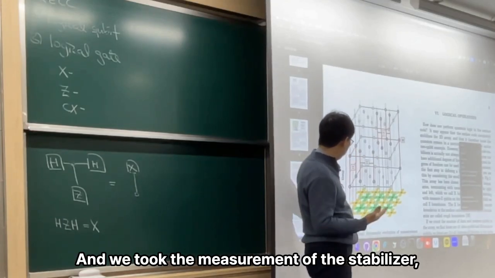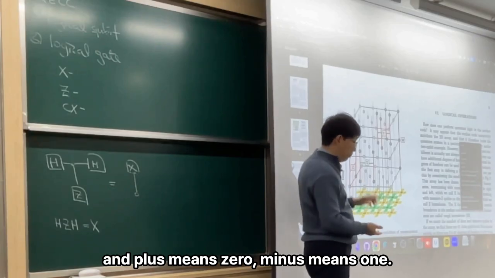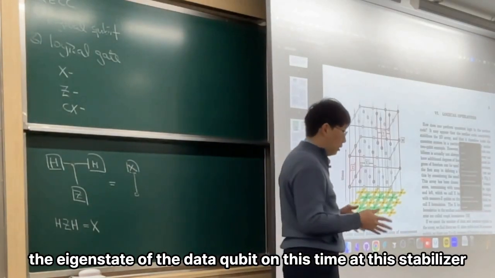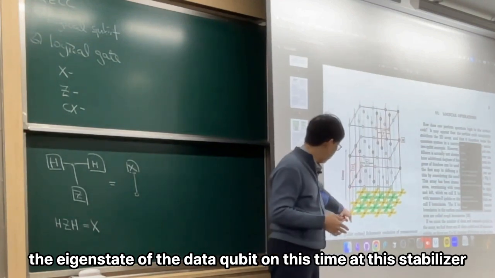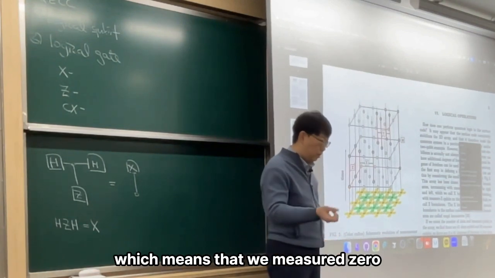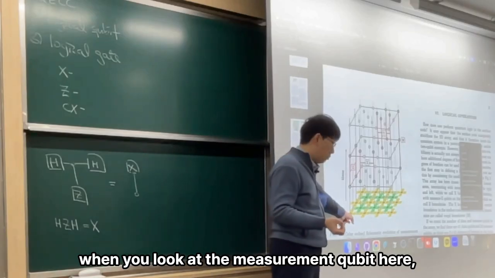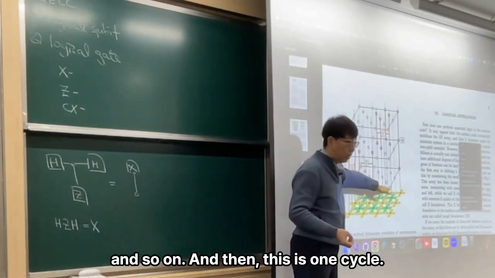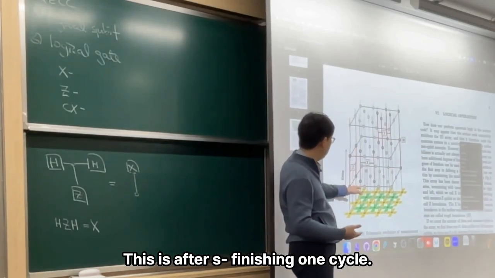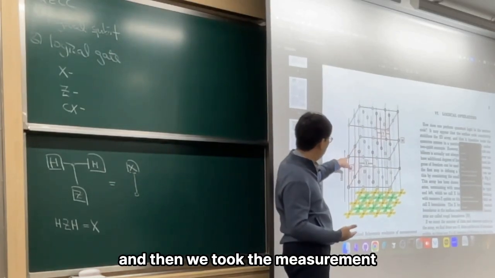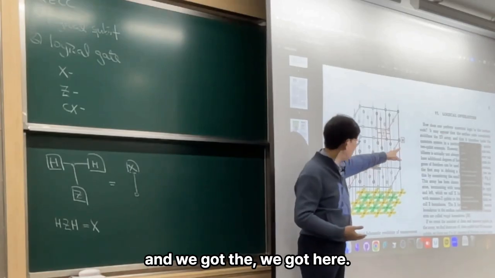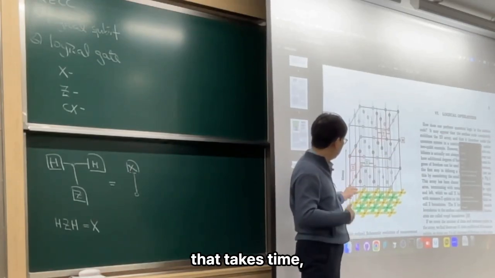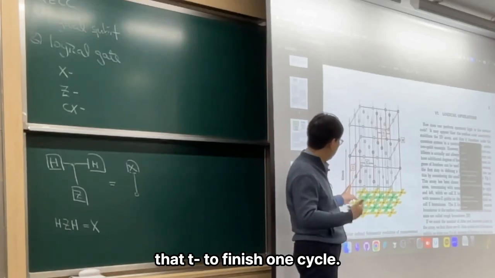And we took the measurement of the stabilizer, and plus means 0, minus means 1. Which means that the eigenstate of the data qubits at this stabilizer is a plus 1 eigenstate, which means that we measured 0 when you look at the measurement qubit here, and so on. And then this is one cycle. This is after finishing one cycle. And then we took another cycle, and then we took the measurement, and we got here.